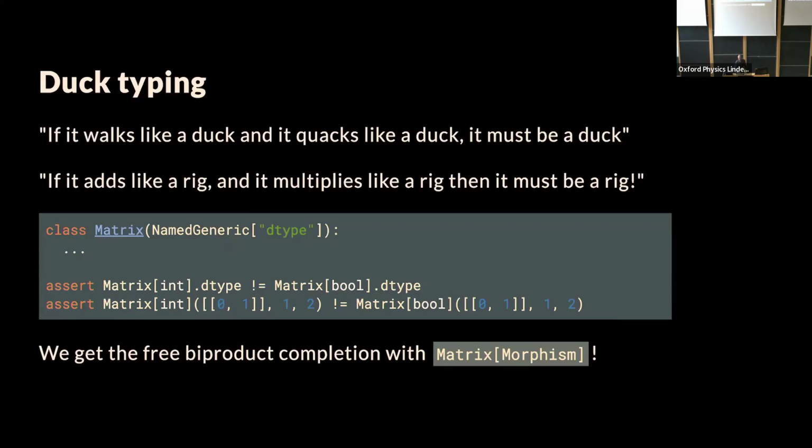And what's nice is that now you just have to give morphisms an addition and a multiplication. If you define the multiplication to be the composition, and you have a way of summing morphisms, then you get the free byproduct completion on the category. So if you have a category enriched in sums, then you can do matrix of that, and you get the free byproduct completion. You're doing matrices of morphism compositions.